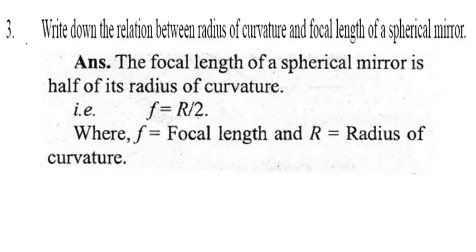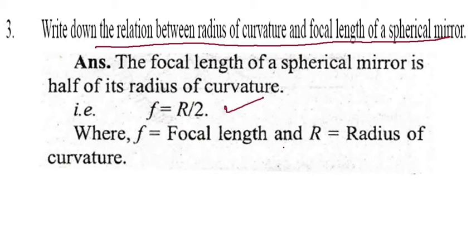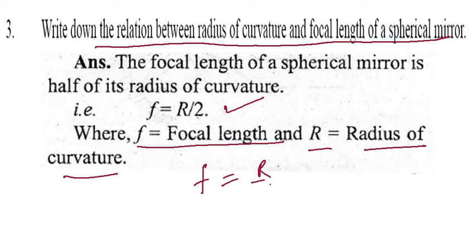Now come to this one. Write down the relation between the radius of curvature and focal length of a spherical mirror. R is the radius of curvature and F is the focal length. So you can say F is equal to R by 2. It is the relationship between radius of curvature and focal length.